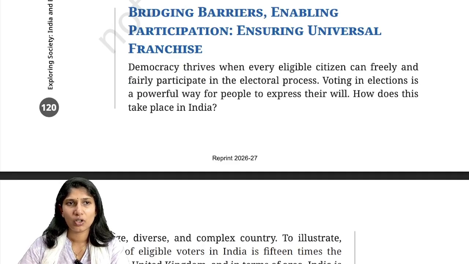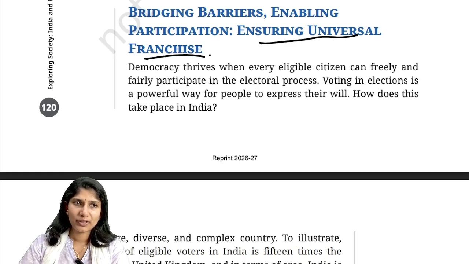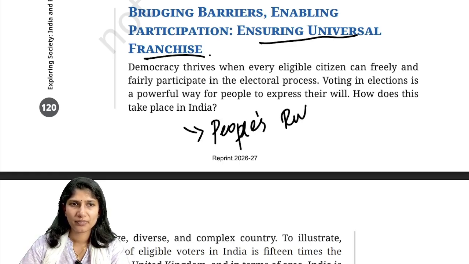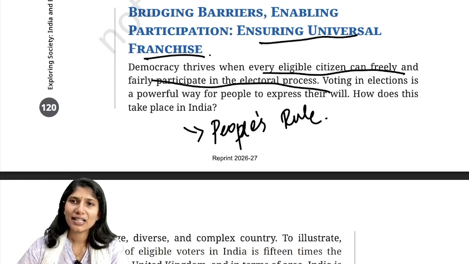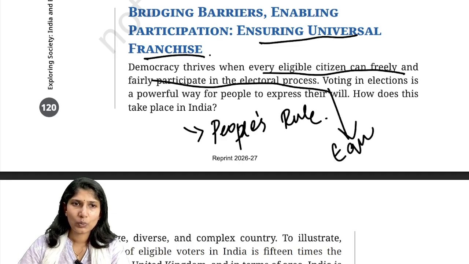Next, how do you make sure universal adult franchise is happening? First and foremost, when we say democracy, it is nothing but people's rule. And when we say it is people's rule, we also say that every eligible citizen can freely and fairly participate in the electoral process, and each of their votes will be of equal value.